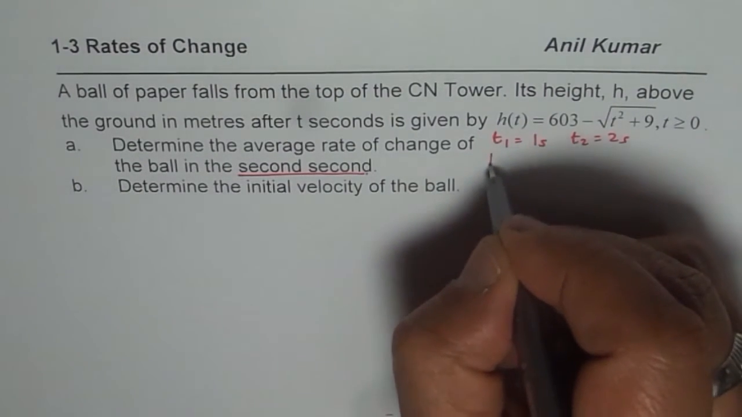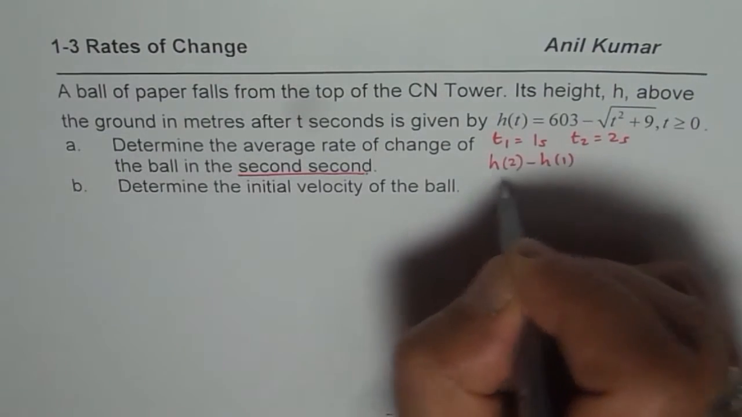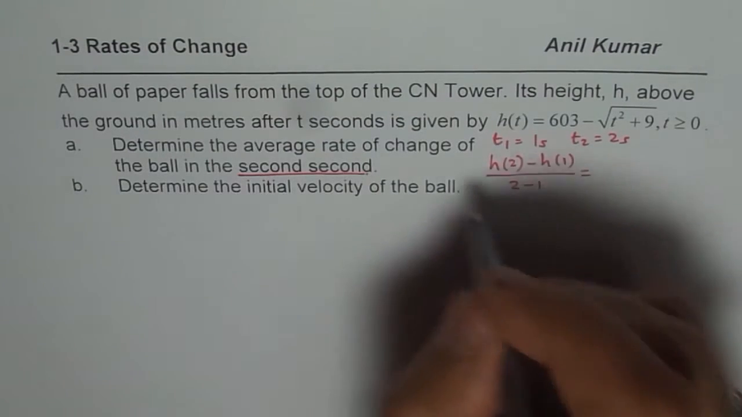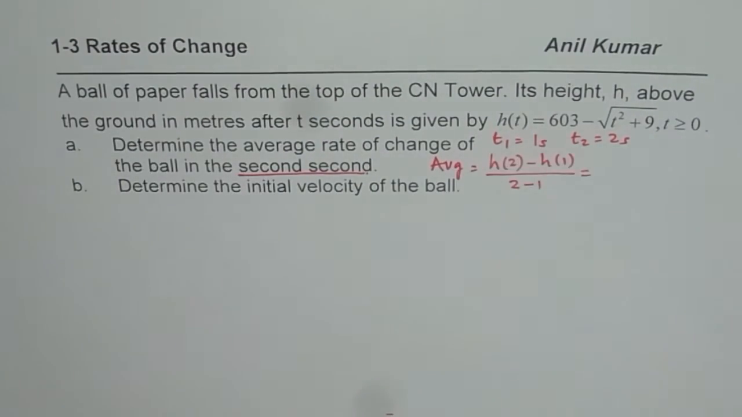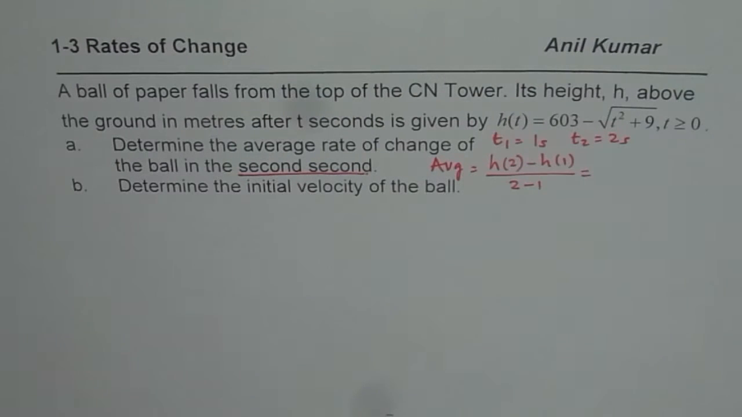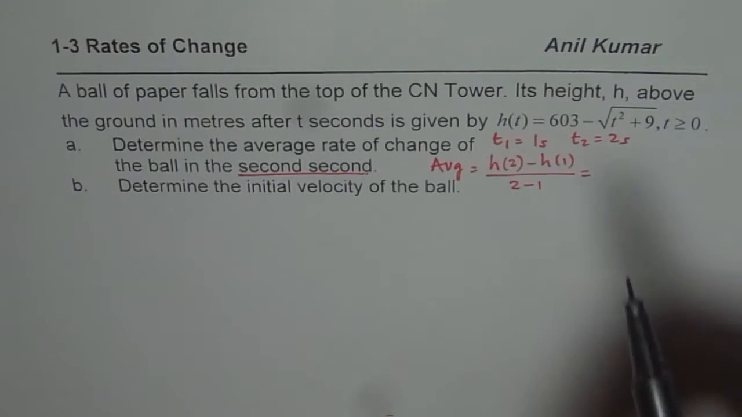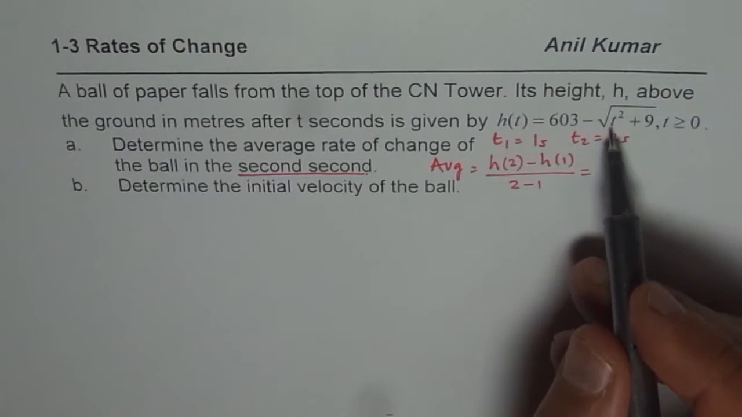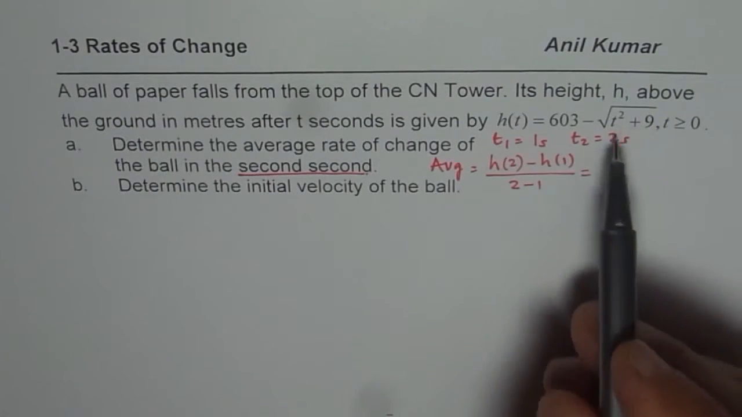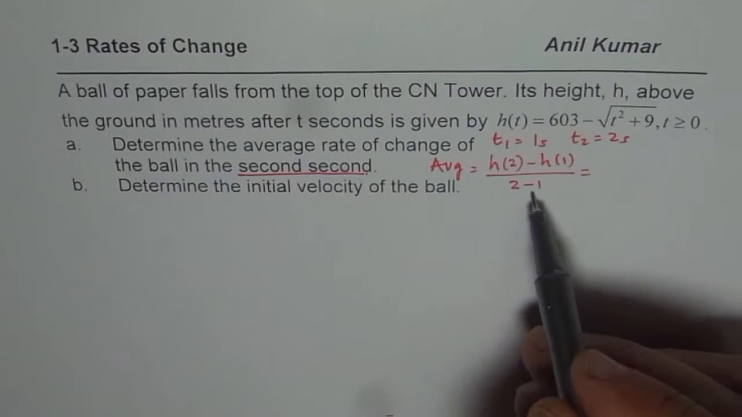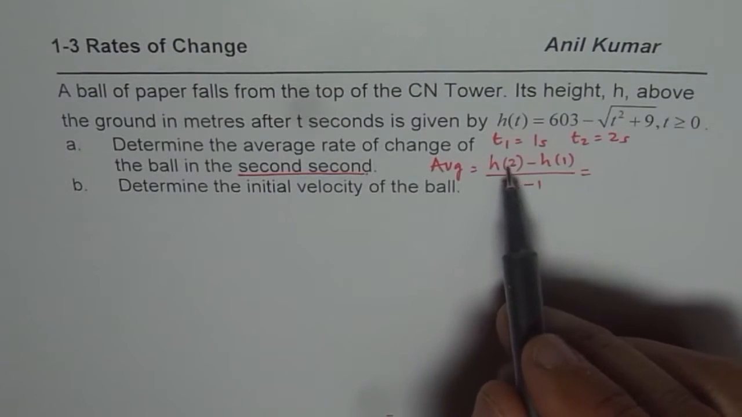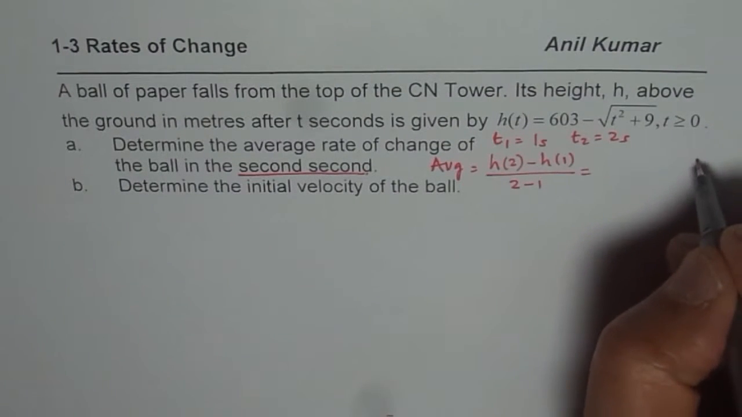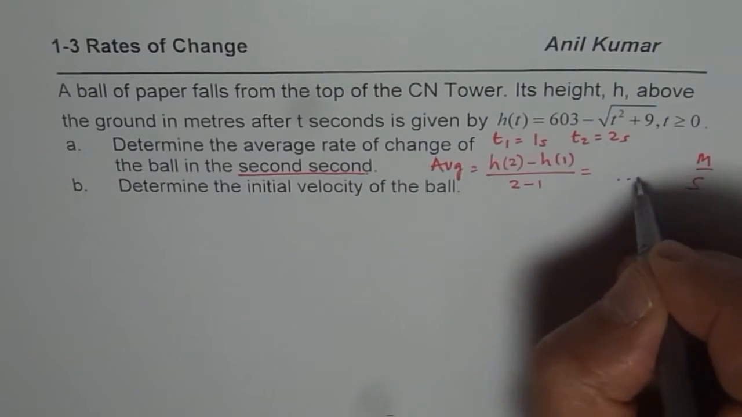So basically you have to find (h(2) - h(1)) divided by (2 - 1), correct? That gives you the solution, the average rate of change in the second second. You can do these calculations and figure out the answer. If I write t as 2 here, 4 plus 9, 13, well, it's a lot of calculations, so you do it yourself. Divided by 2 minus 1 is just 1, so it is the difference h(2) - h(1). That's not difficult. And of course, the units will be meters per second. So do the calculation, write down your answer.